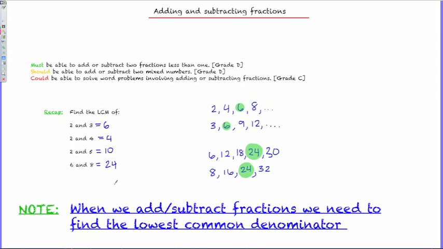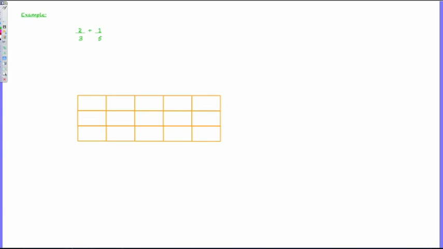Okay, so when we add and subtract fractions, we need to find the lowest common denominator. The lowest common denominator is just finding the lowest common multiple for the denominators. So let's have a look at an example. We want to add together 2/3 and 1/5.